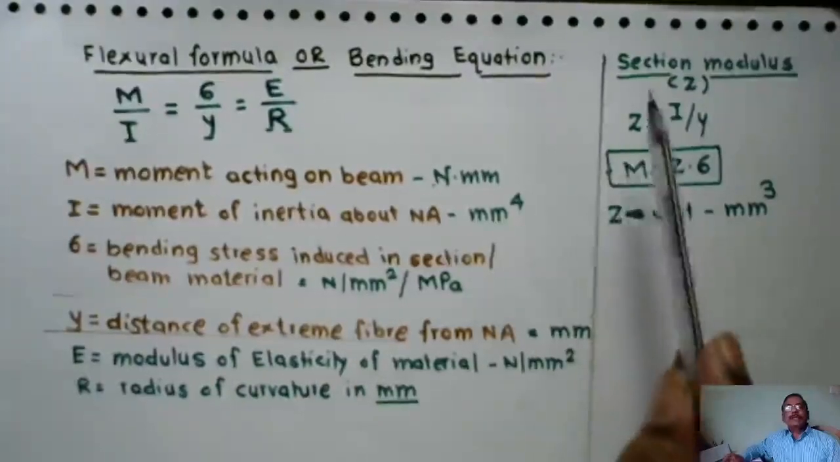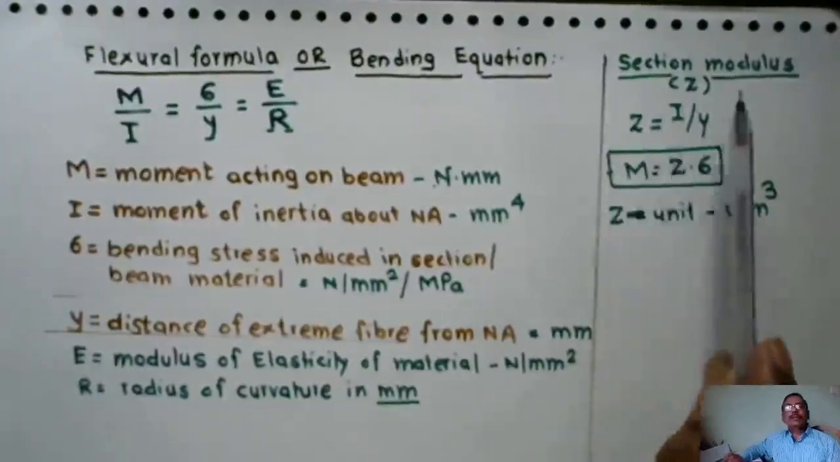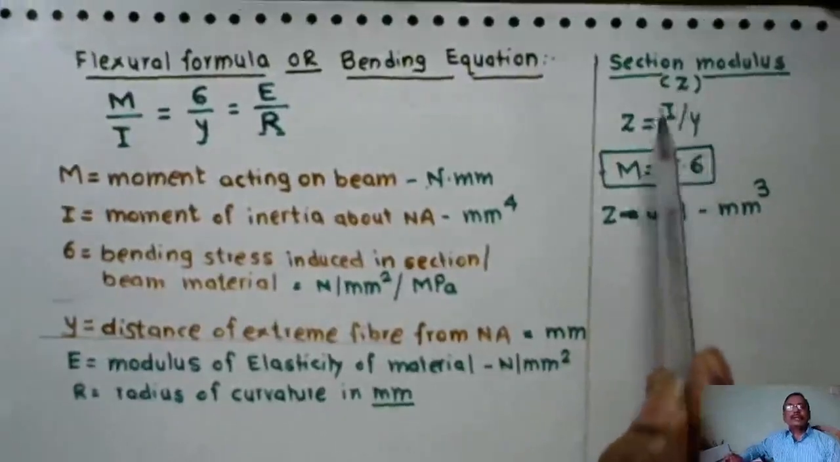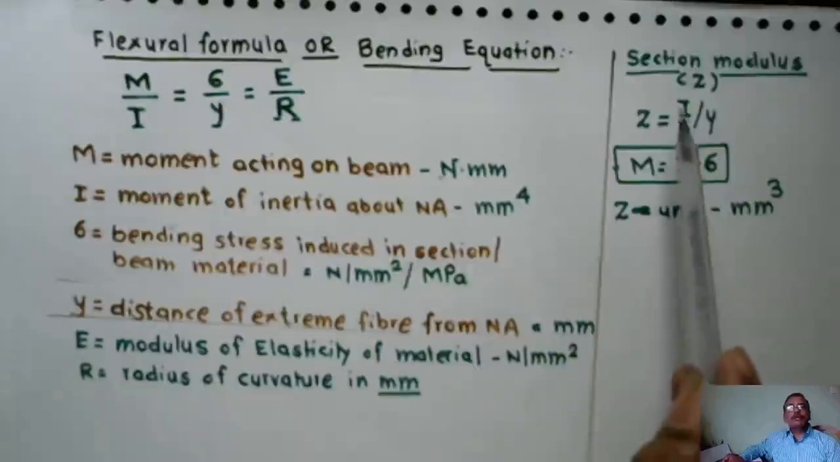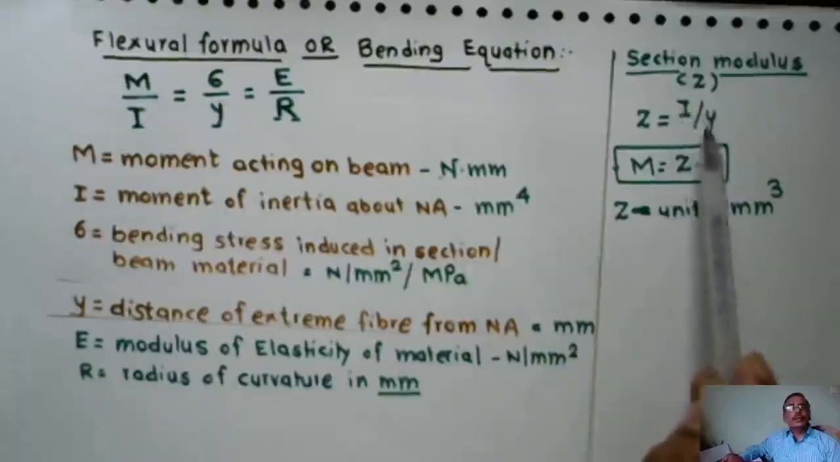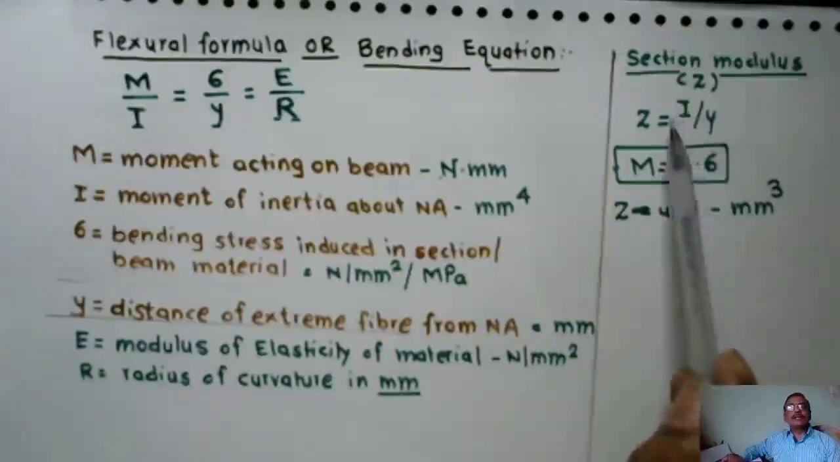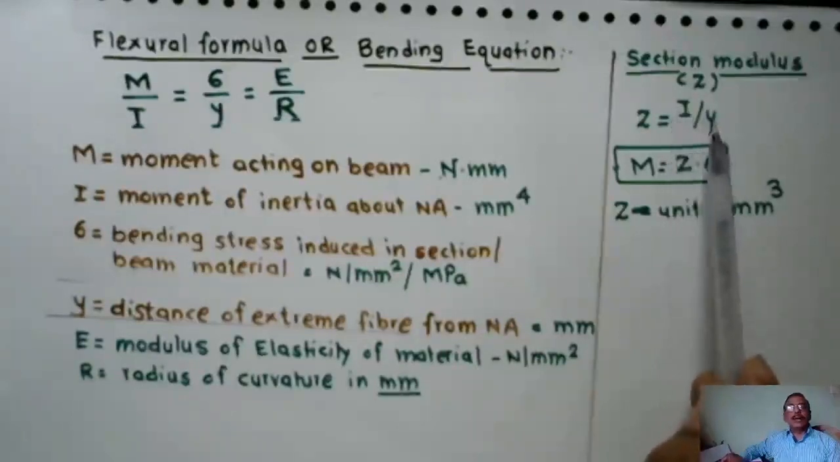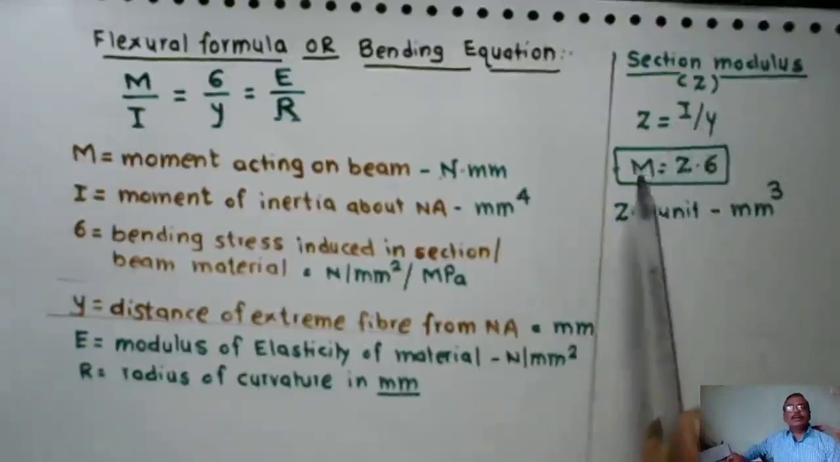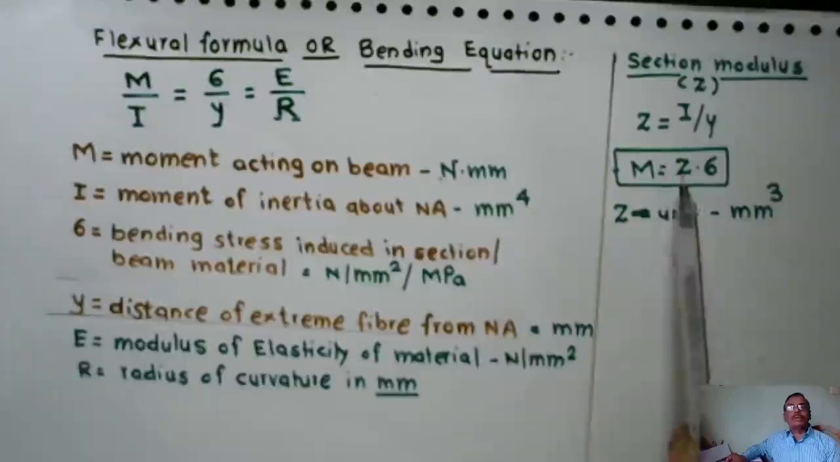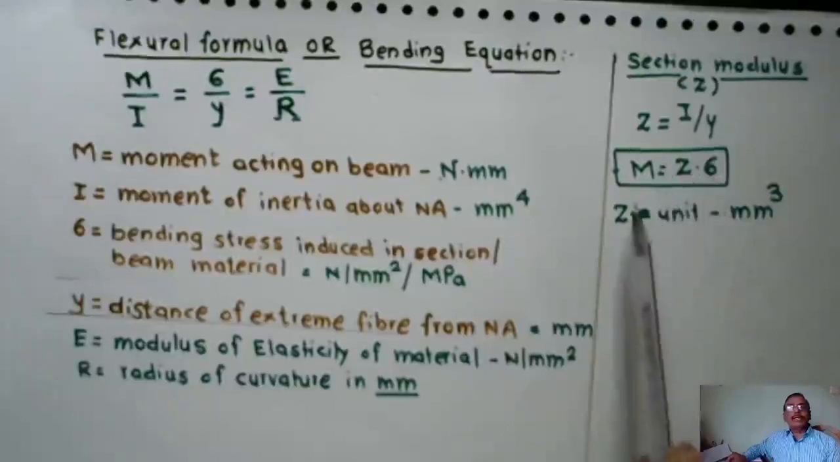Next point is section modulus, which is denoted by Z. Section modulus is defined as the ratio of the moment of inertia of the section about the neutral axis to the distance of the extreme fiber from the neutral axis, that is Z is equal to I upon Y. The moment of resistance or bending moment is equal to Z into sigma, and Z is measured in mm cube.